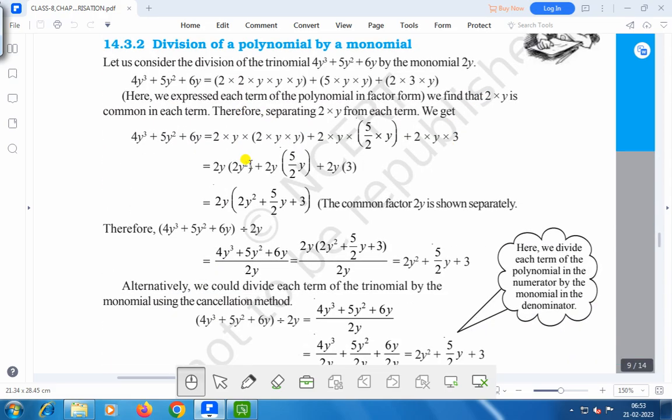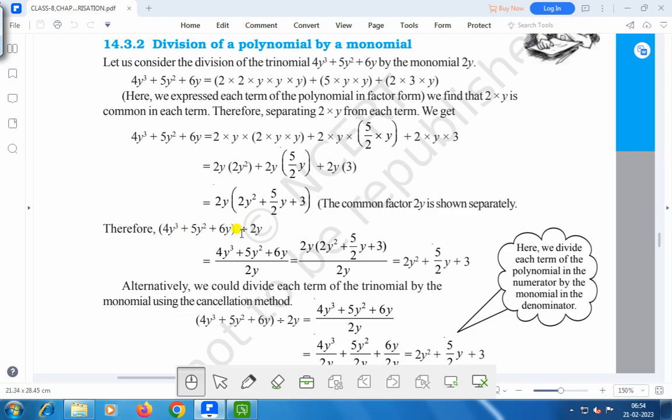Division of a polynomial by a monomial. Let us consider the division of the trinomial 4y³ plus 5y² plus 6y by the monomial 2y. Here we express each term of the polynomial in factor form. We find that 2y is common in each term. Therefore, separating 2y from each term, we get 4y³ plus 5y² plus 6y equals 2y into 2y², plus 2y into 5 by 2 into y, plus 2y into 3.